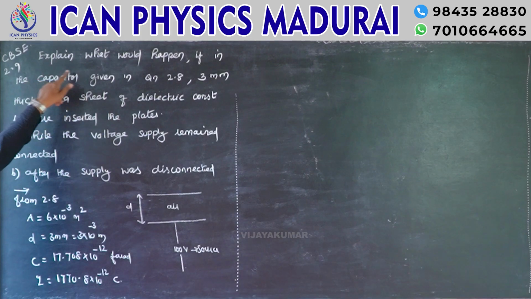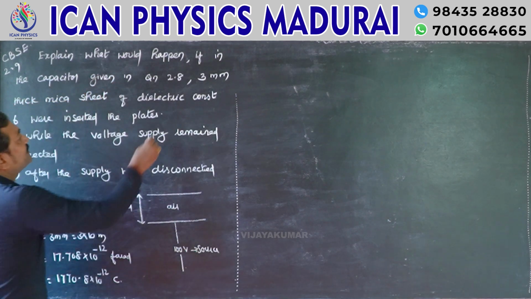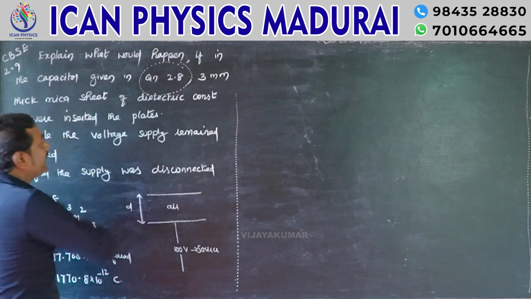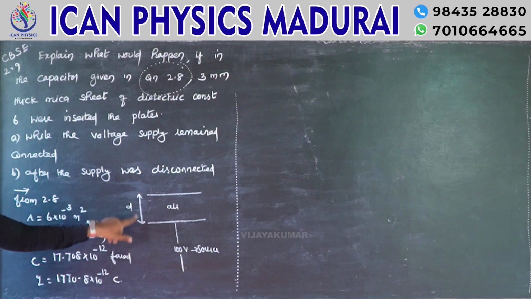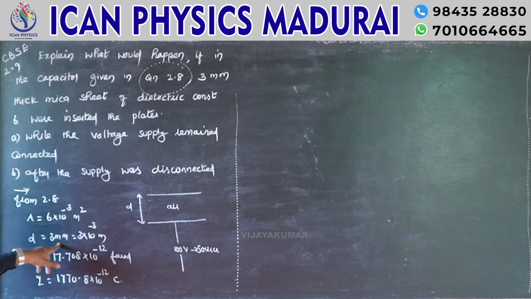So, explain what would happen if in the capacitor given in question number 2.8, that is, in the previous question. In the previous question, two plates of area 6 into 10 to the power minus 3 meter square are separated by a distance of 3 millimeter. To convert millimeter, it is multiplied by 10 to the power minus 3 meter.